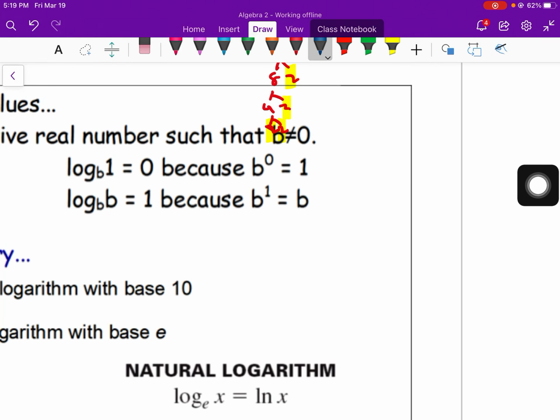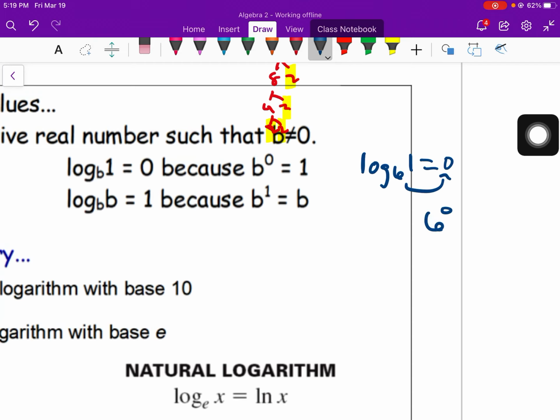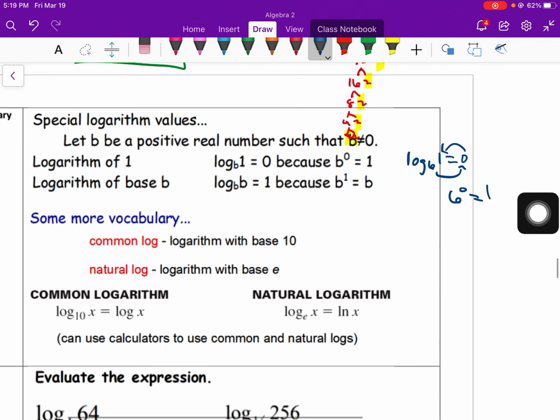We actually looked at one of these as well. We could do log base 6 of 1 equals 0, or anything for b. That's what it's saying: b is greater than 0, a real number that's positive and not 0. So 6 to the 0th equals 1. Yes, anything to the 0th power other than 0 is 1. So we can plug in any positive b. I feel like I'm reiterating, but it's important that we understand that.